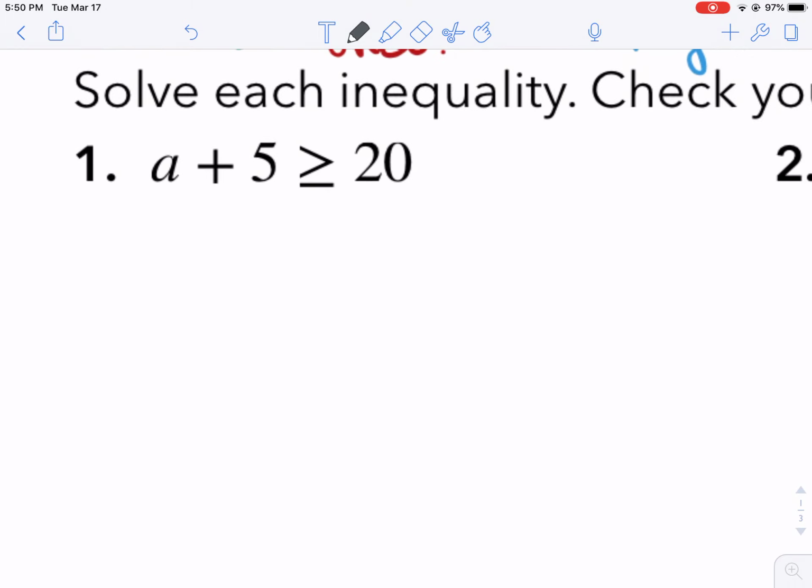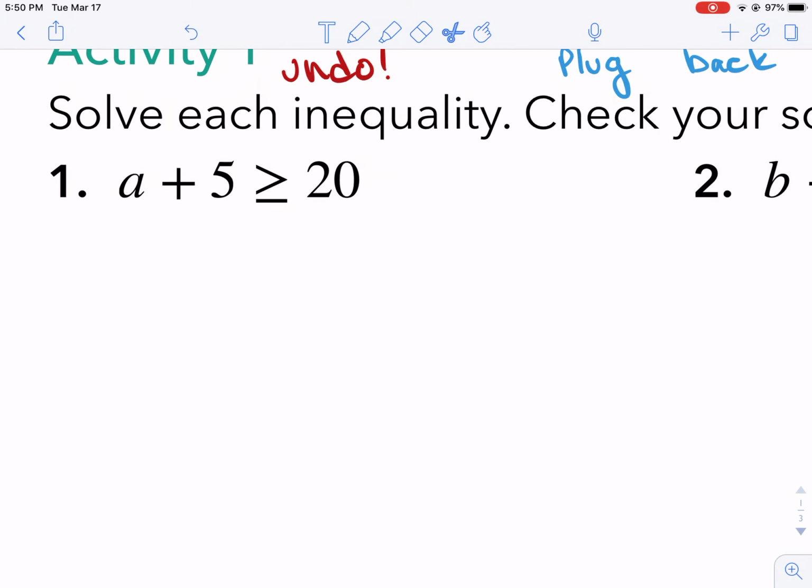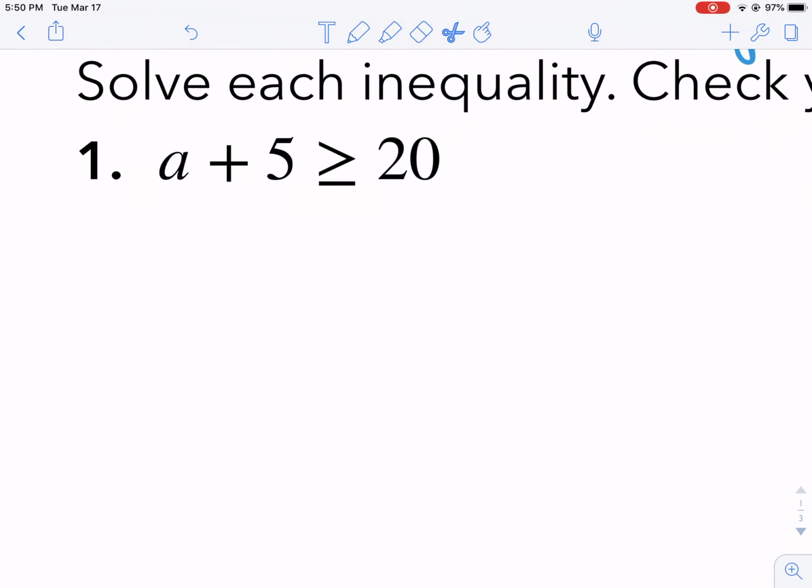So let's look at him. Here we've got a plus 5 is greater than or equal to 20. Now looking at this a plus 5, what is happening to our a? Well, what's happening to our a is we have this plus 5. What is going to undo a plus 5? To undo a plus 5, well, the opposite of plus is minus, so we need to minus 5.